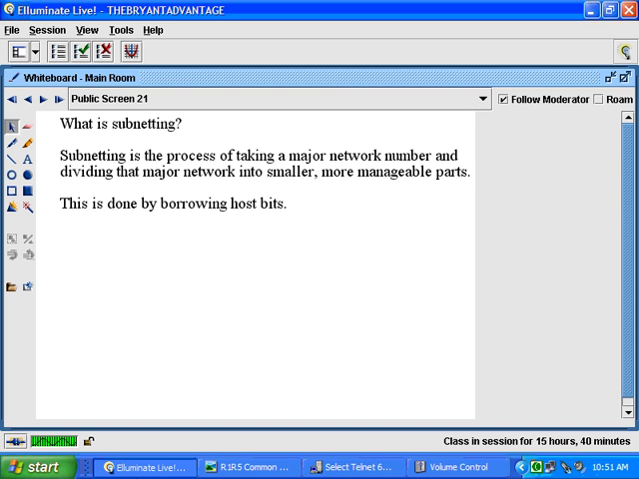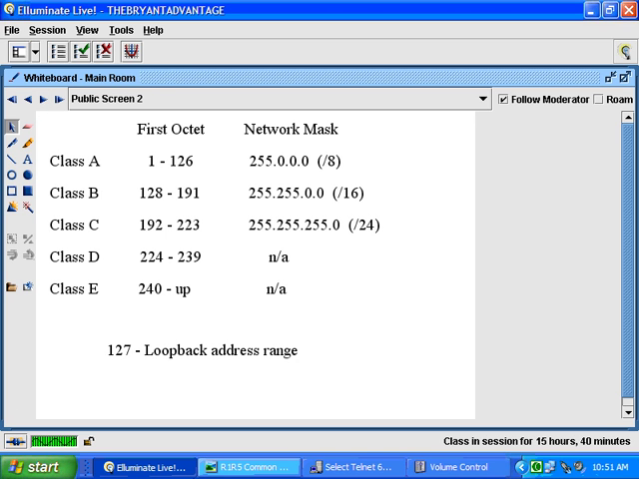So for the CCNP, the stakes are going to be raised. Your network slices, so to speak, your subnets, are not going to be the same size. And we're going to walk through totally from the beginning a VLSM scheme so you can see how to do it. But first, a quick review of some old friends here.